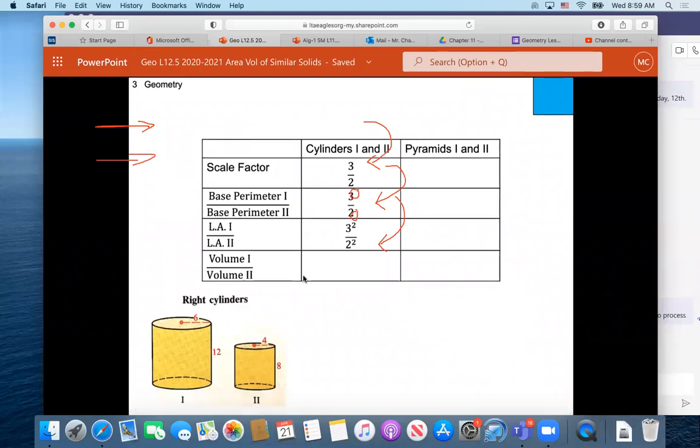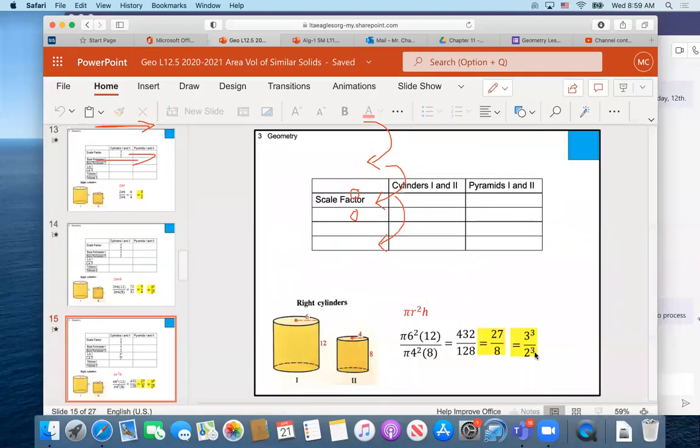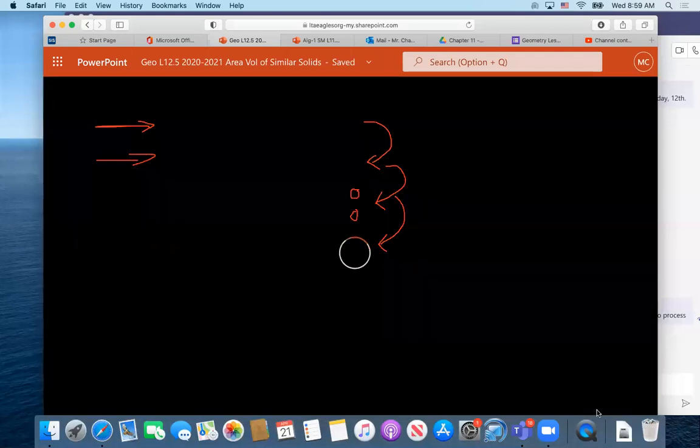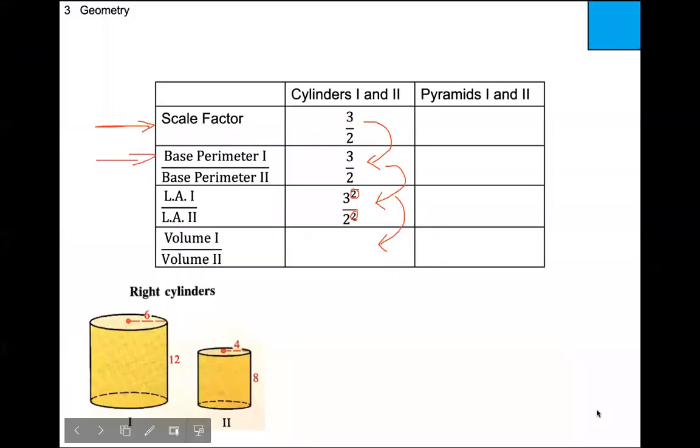All right, no prediction, Bree? Okay, so let's do the math then. Let's find out what happened. So volume of cylinders. We flip through the pages until we find the formula for volume of the cylinders.